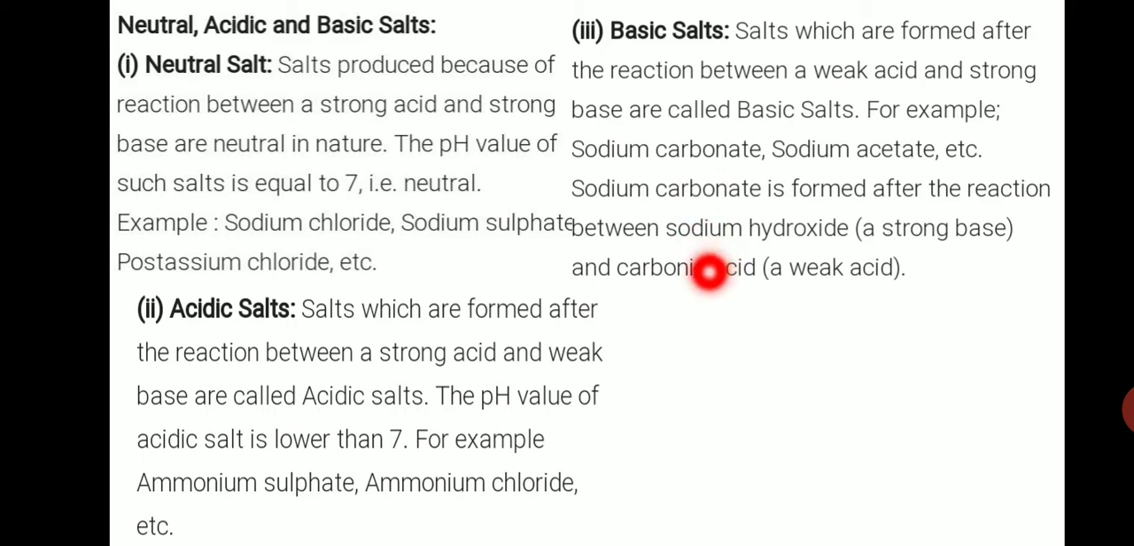One more question is asked: identify the acid and base from this salt. Suppose the salt is sodium chloride. Identify from which acid and base it is obtained. The first part, sodium, is a positively charged ion. It comes from a base. So usually it will be sodium hydroxide. Chloride is a negatively charged ion which comes from an acid. It will be hydrochloric acid.